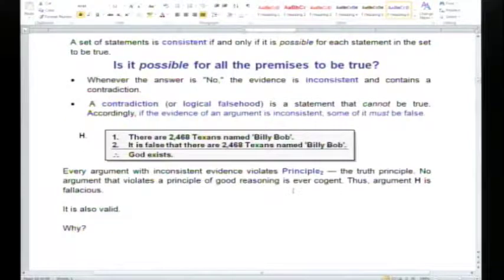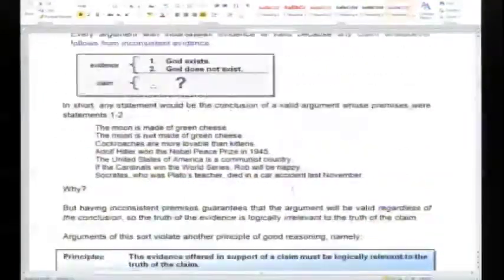Why is it valid? Because it's impossible for the premises to be true and for the claim to be false. And why is it impossible for the premises to be true? Because they're inconsistent. Anytime you have inconsistent evidence, trivially speaking, your argument's going to be valid. But it will always be bad because it violates the T. That is the principle that says that the evidence needs to be true. Does this make sense? Looking for consistencies and inconsistencies is a good and reasonable thing to do when your job is to evaluate an argument.